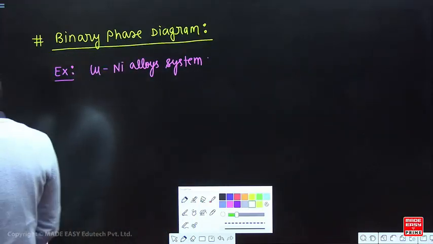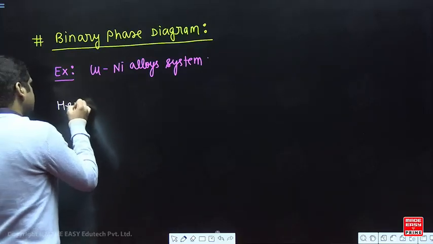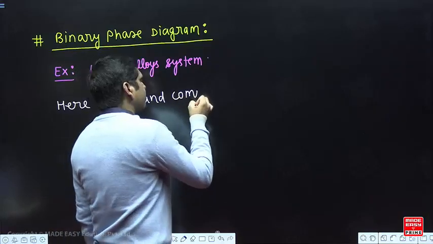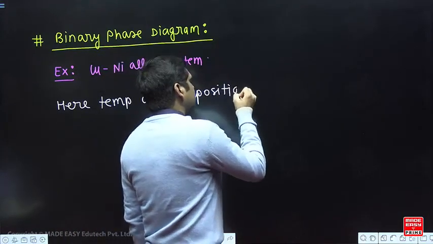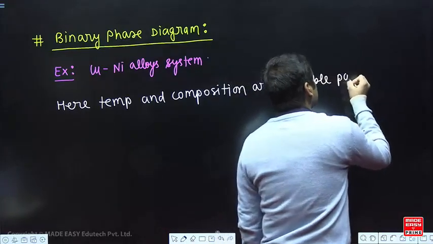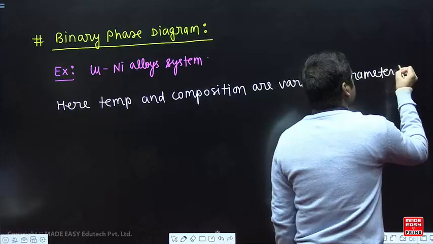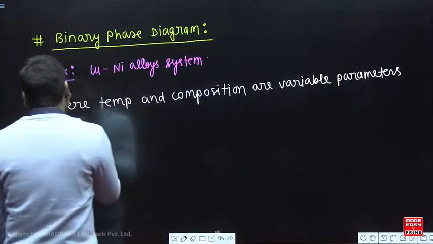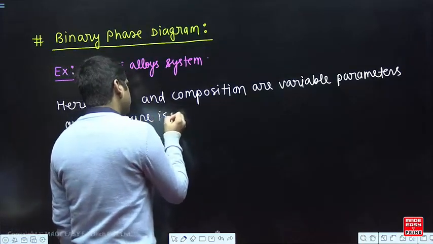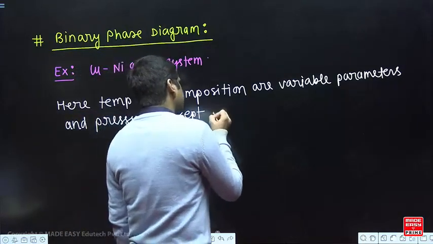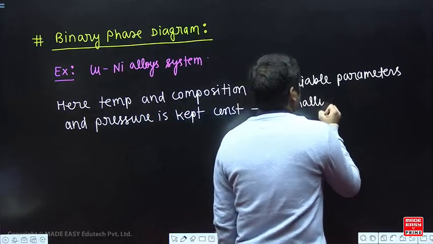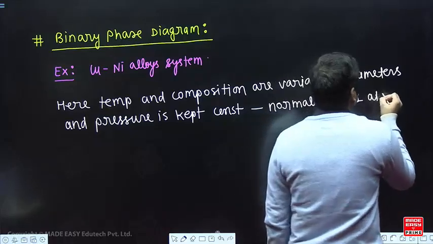हियर टेम्परेचर एंड कंपोजिशन आर वेरिएबल पैरामीटर्स एंड प्रेशर इज हेल्ड कांस्टेंट। ये हमने एजम्पशन लिया है while drawing this diagram, and pressure is kept constant, normally at 1 atmospheric pressure, normally at 1 atm.